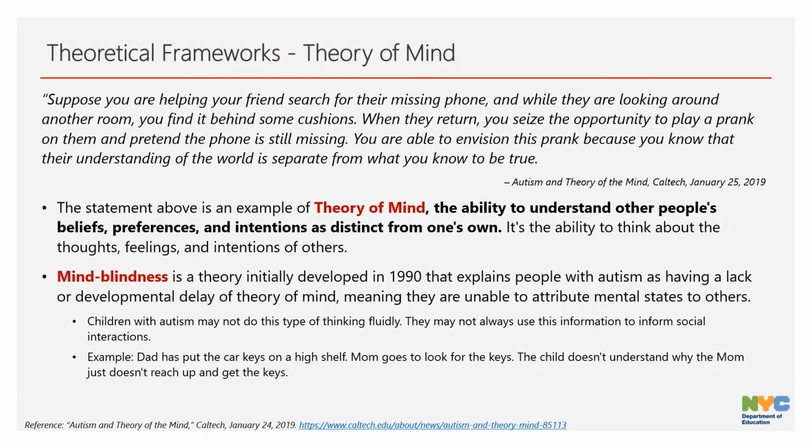Mind blindness is a theory initially developed in 1990 that explains people with autism as having a lack or developmental delay of theory of mind, meaning they are unable to attribute mental states to others. Children with autism may not do this type of thinking fluidly. They may not always use this information to inform social interactions. For example, Dad has put the car keys on a high shelf. Mom goes to look for the keys. The child doesn't understand why the mom just doesn't reach up and get the keys.